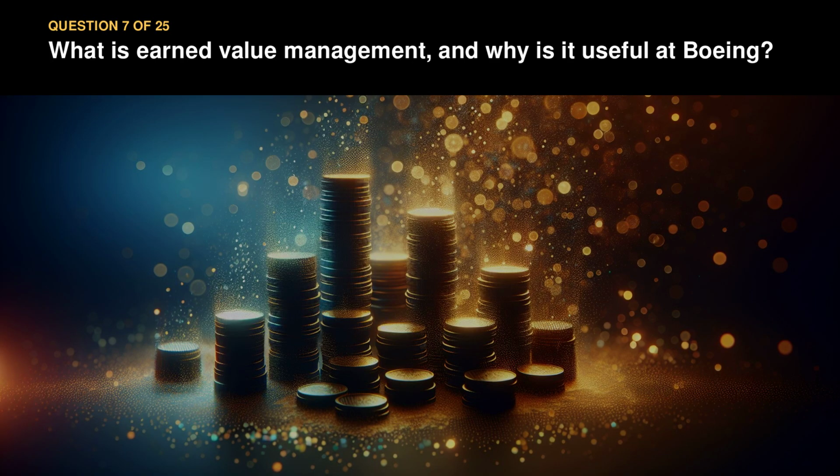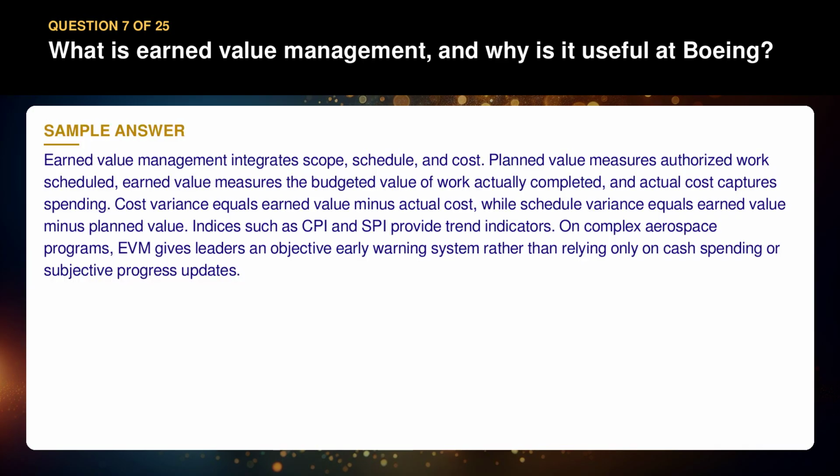Question 7. What is earned value management, and why is it useful at Boeing? Earned value management integrates scope, schedule, and cost. Planned value measures authorized work scheduled, earned value measures the budgeted value of work actually completed, and actual cost captures spending. Cost variance equals earned value minus actual cost, while schedule variance equals earned value minus planned value.